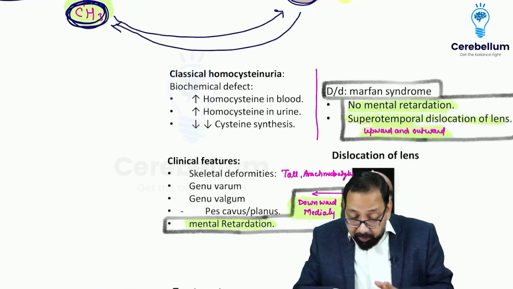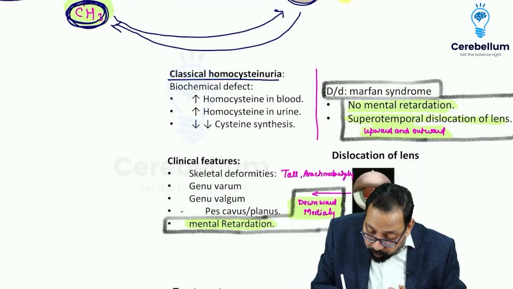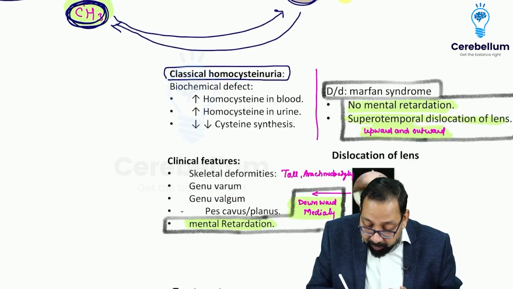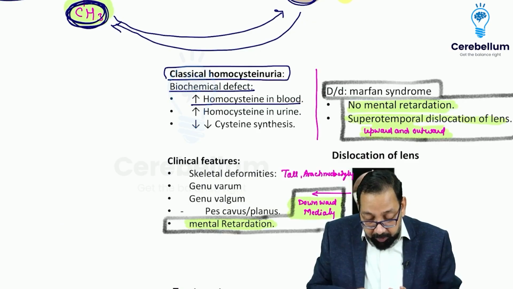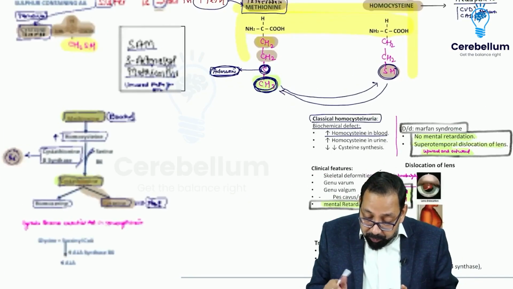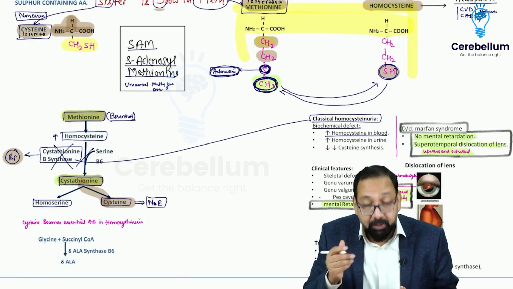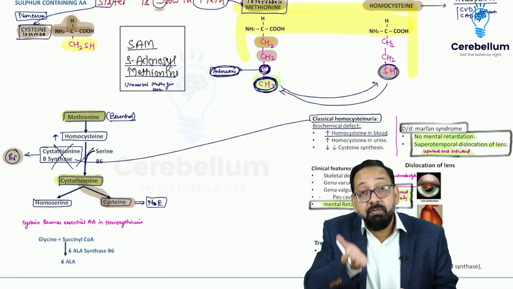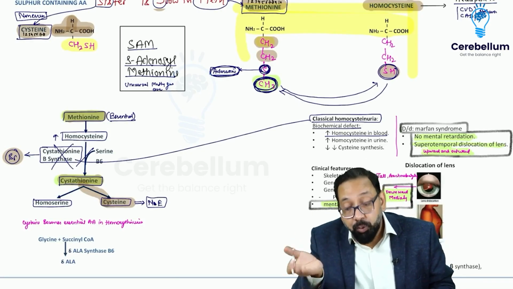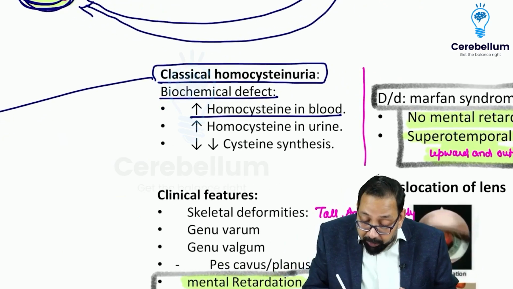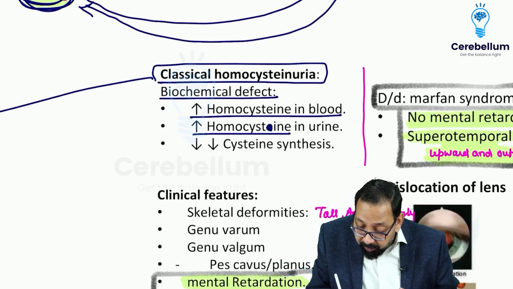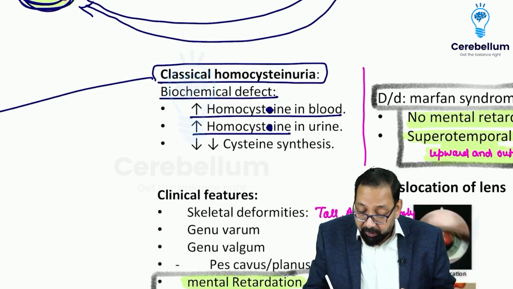So this is classical homocystinuria, the biochemical defect is increased homocysteine in blood. In classical homocystinuria, this enzyme is not working, so homocysteine will increase in blood. When homocysteine increases in blood, it will come in urine. So homocystinuria, increased homocysteine in urine.